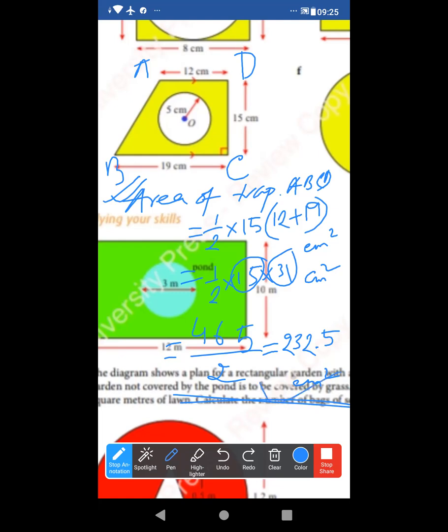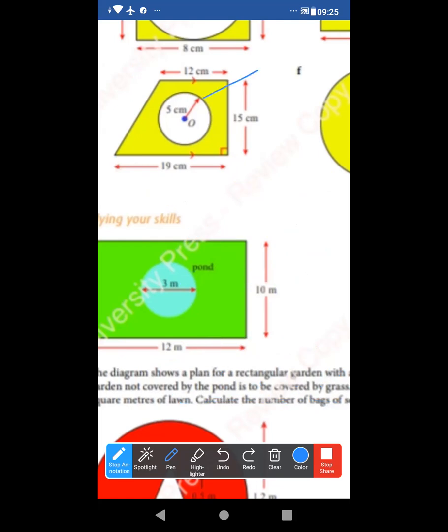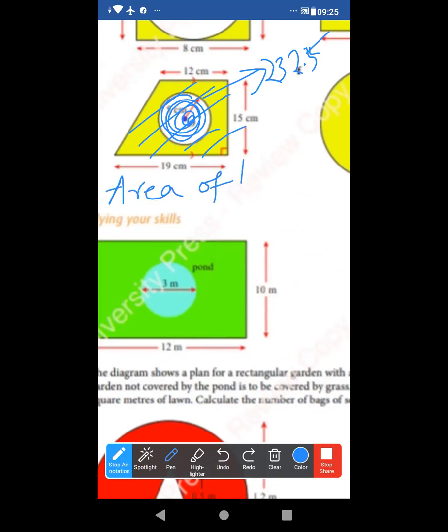Up to this, have all of you done? Yes, ma'am. 232.5 centimeters square. It is the area of this whole trapezium, this whole part, right? Okay. Now just look, the area of this circular part we have to find out. Now just write, area of the circle inside ABCD.